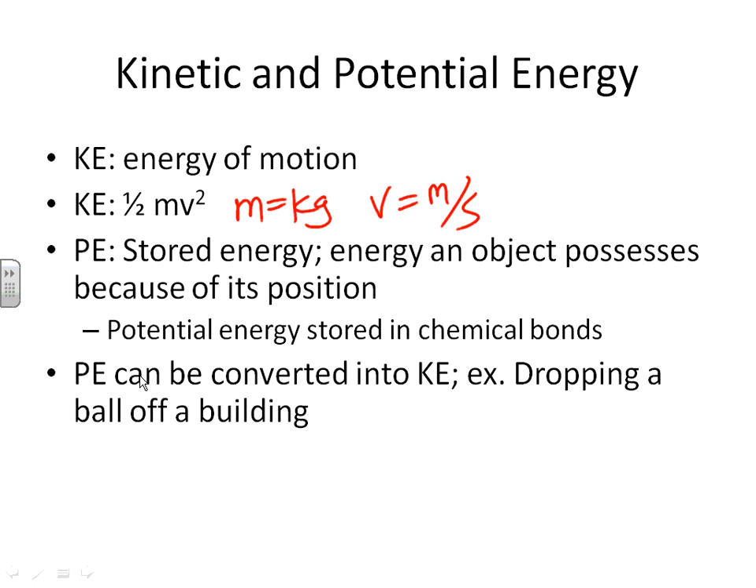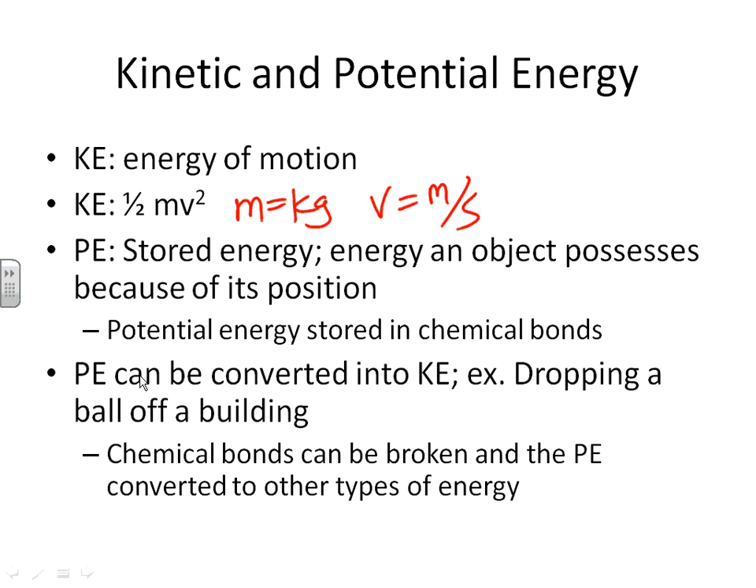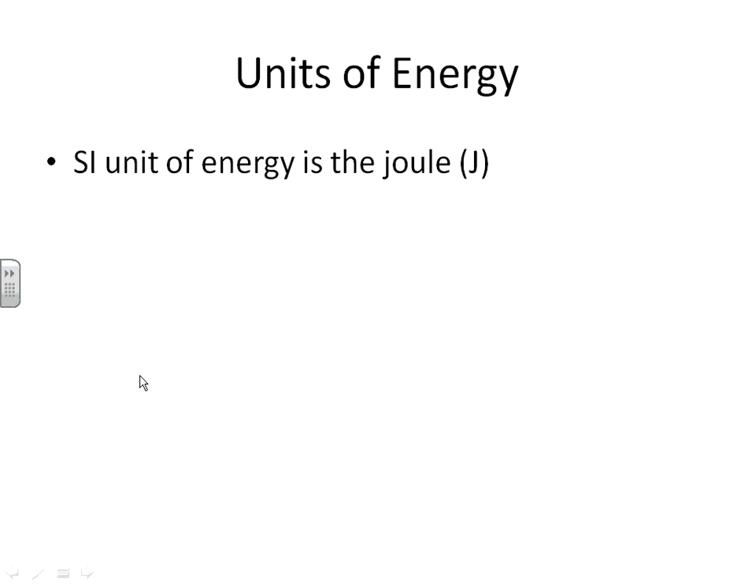Example, dropping a ball off a building. If you're holding a ball over the roof of a building, overlooking a sidewalk, you would have a tremendous amount of potential energy, a tremendous amount of potential to turn its position into speed. And this, again, relating this back to chemistry, chemical bonds which store potential energy can be broken, and the potential energy there can be converted to other types of energy. Heat is really the big one that we're looking at.